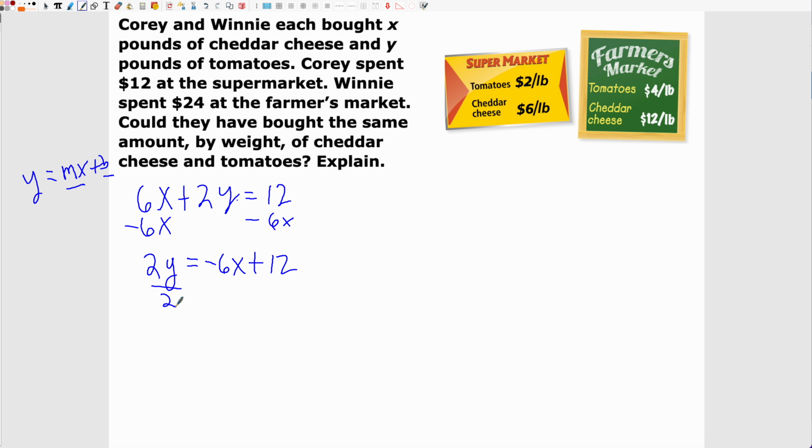Divide by 2. And when I divide by 2, I have to divide everything by 2. So this gets divided by 2, that's y. So those 2's cancel out. Now negative 6 divided by 2 is negative 3x. And then 12 divided by 2 is plus 6.